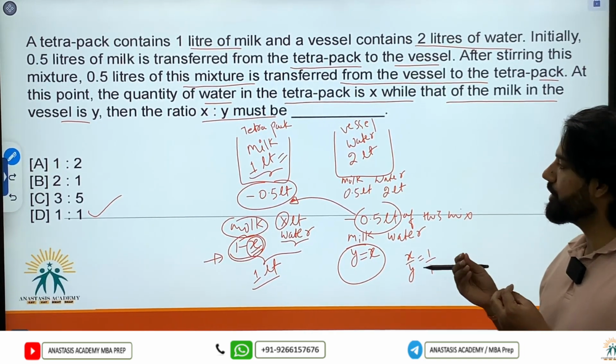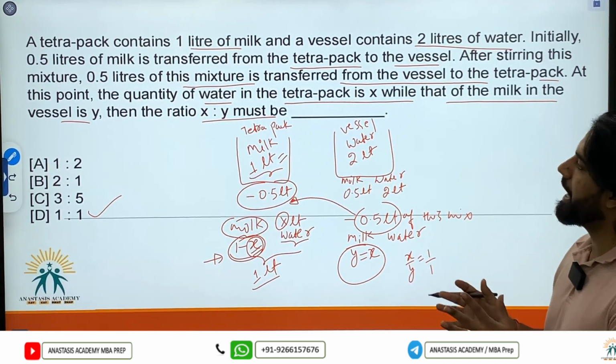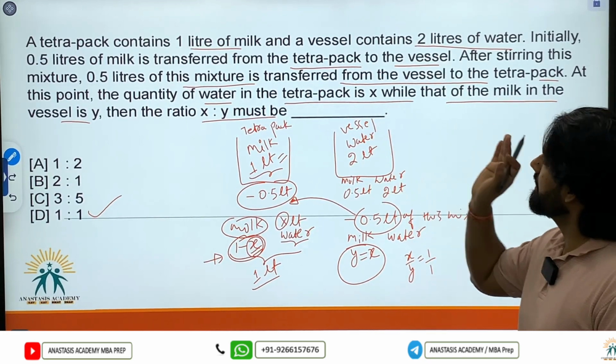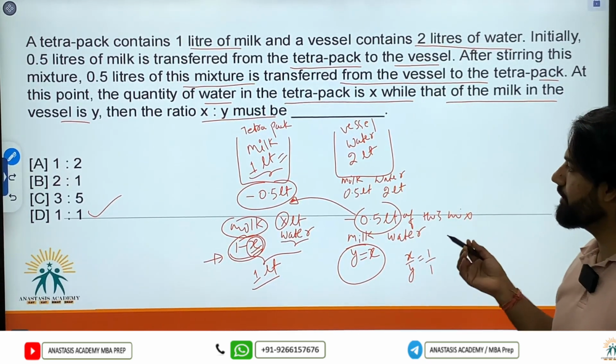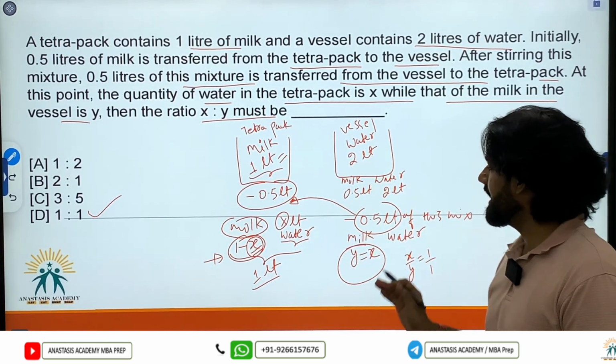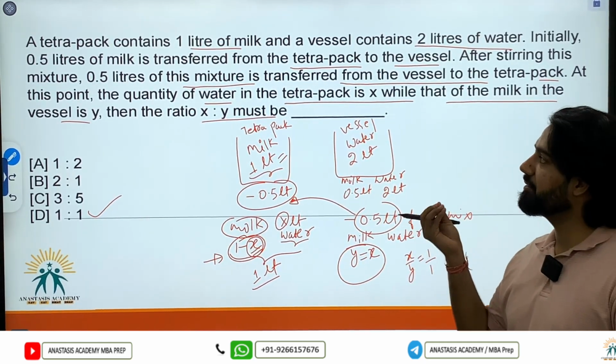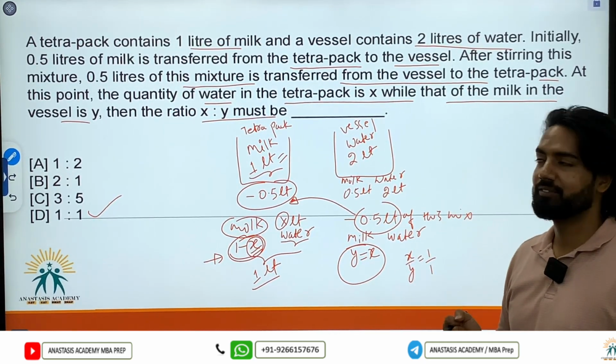So without using pen and paper, you can solve this question mentally, right? By this approach, if you think smartly, you can get this question in maybe 50 or 60 seconds, right? Next.